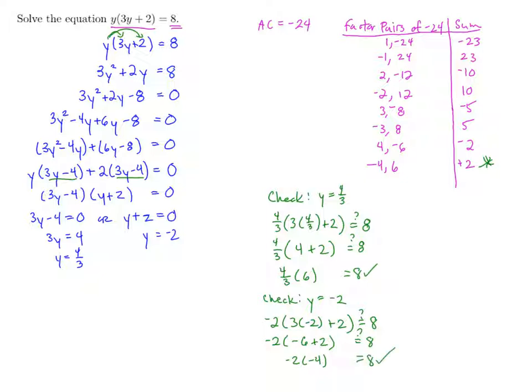So both of those solutions have checked. So now we can state our solution set. The solution set is then the set containing the numbers 4/3 and -2, which we'll write as {4/3, -2}.